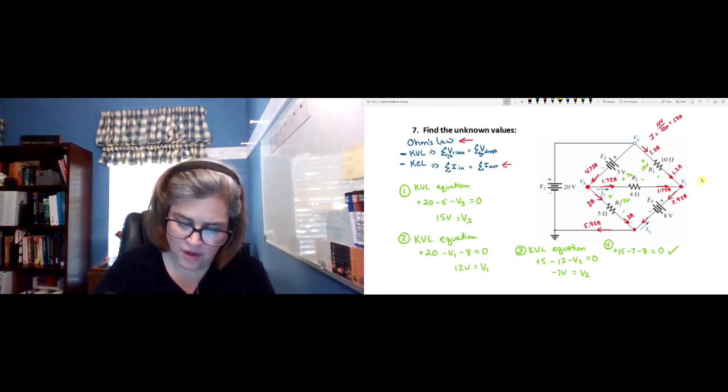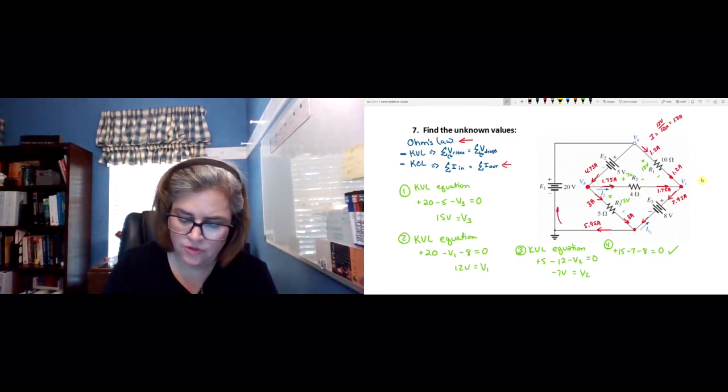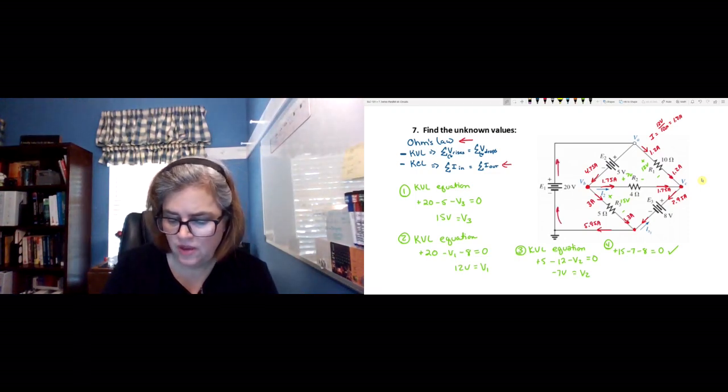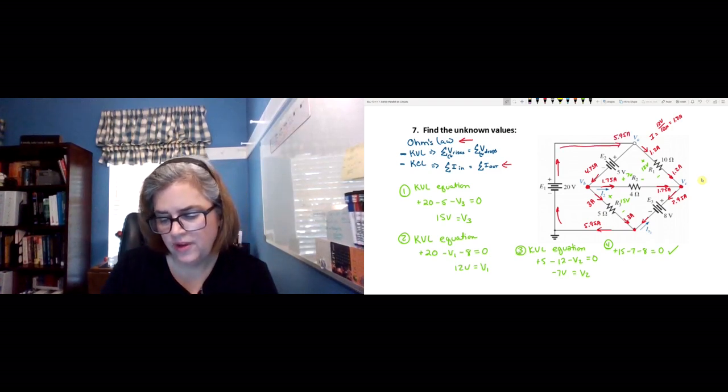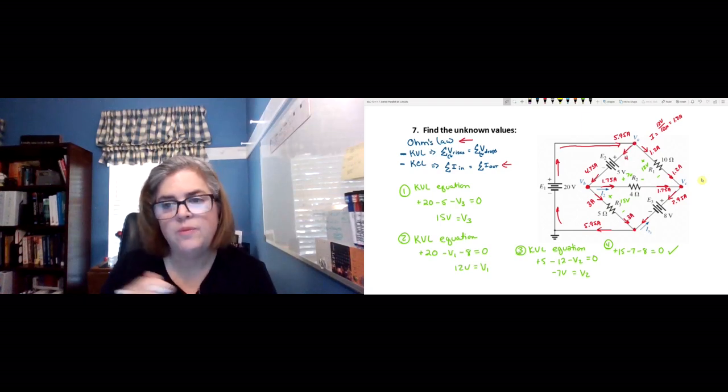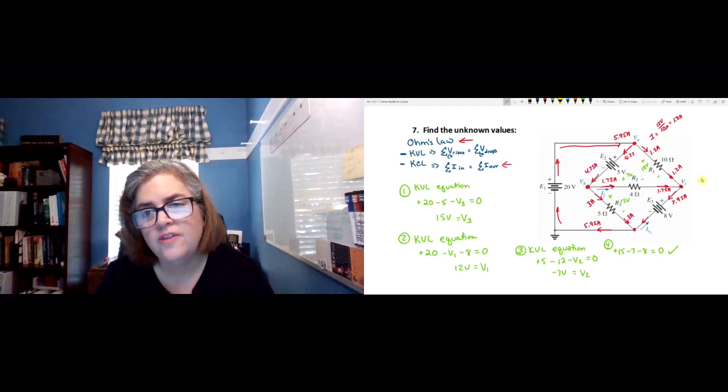And then that would be my current coming from my source, my 20 volt source. So that same 5.95 amps would be here. And notice we've got 4.75 leaving this way, which leaves our 1.2 over on this right-hand side as well.